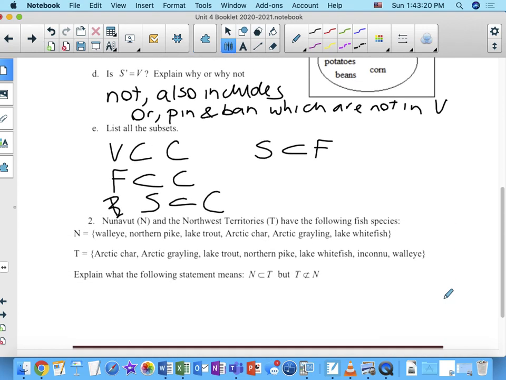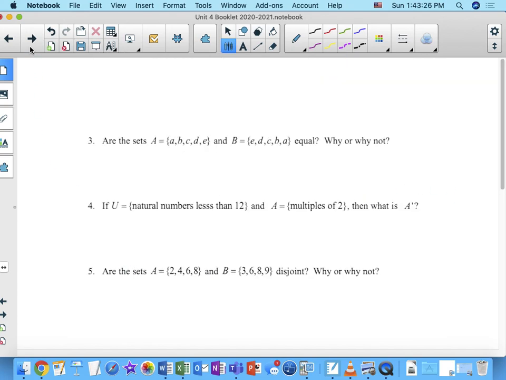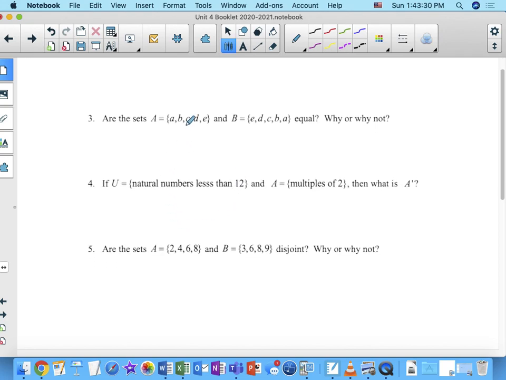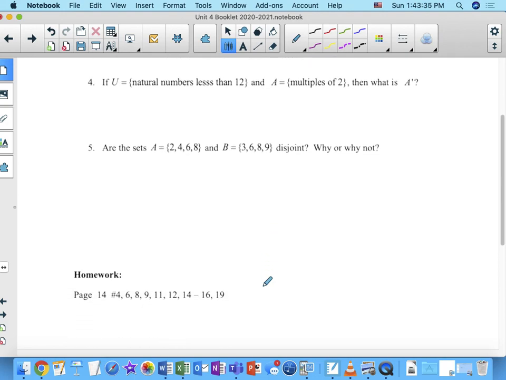Okay, I'm going to let you guys look at number 2, and I'm also going to let you guys look at numbers 3, 4, and 5. So I'd like you guys to look at those. I'd also like you to complete this homework over here. All right.